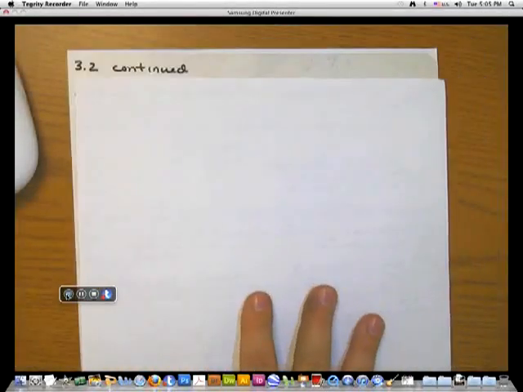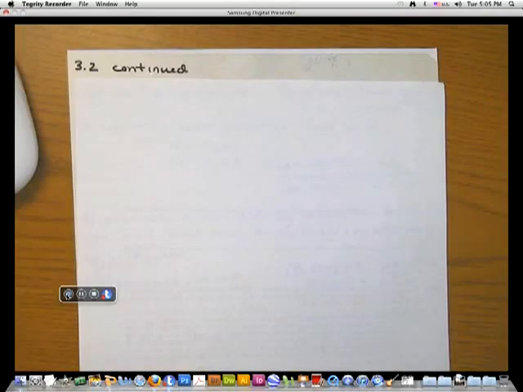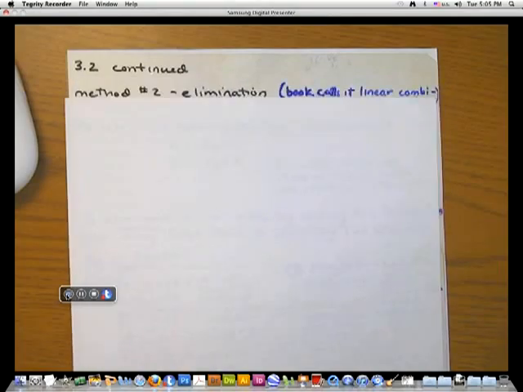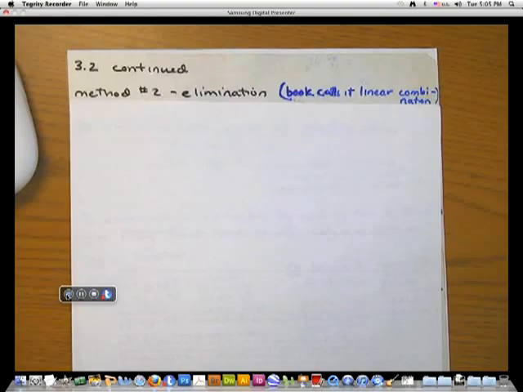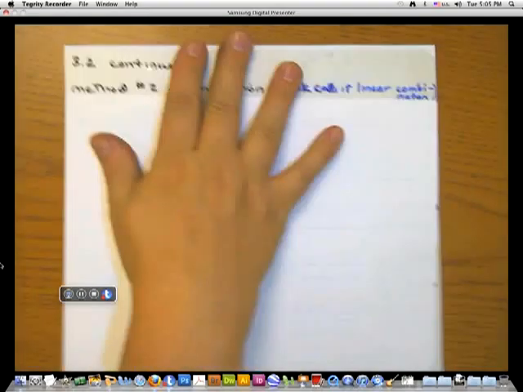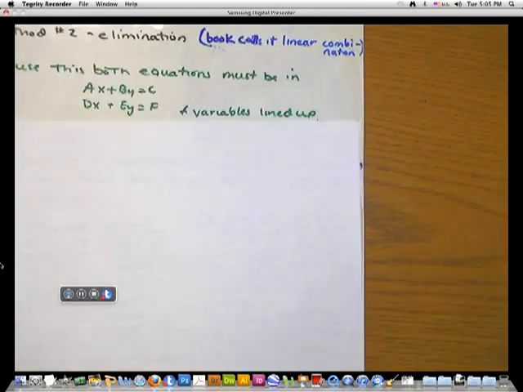All right, here we have 3.2 continued. This is part B, where we are solving systems algebraically with elimination. I will use the word elimination. Your book calls it linear combination. It means the same thing.